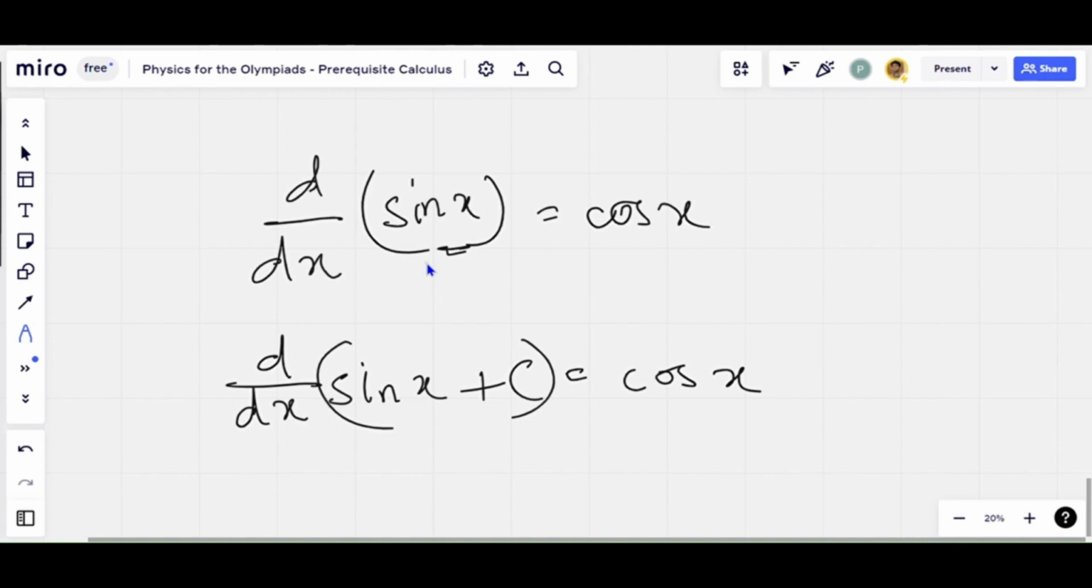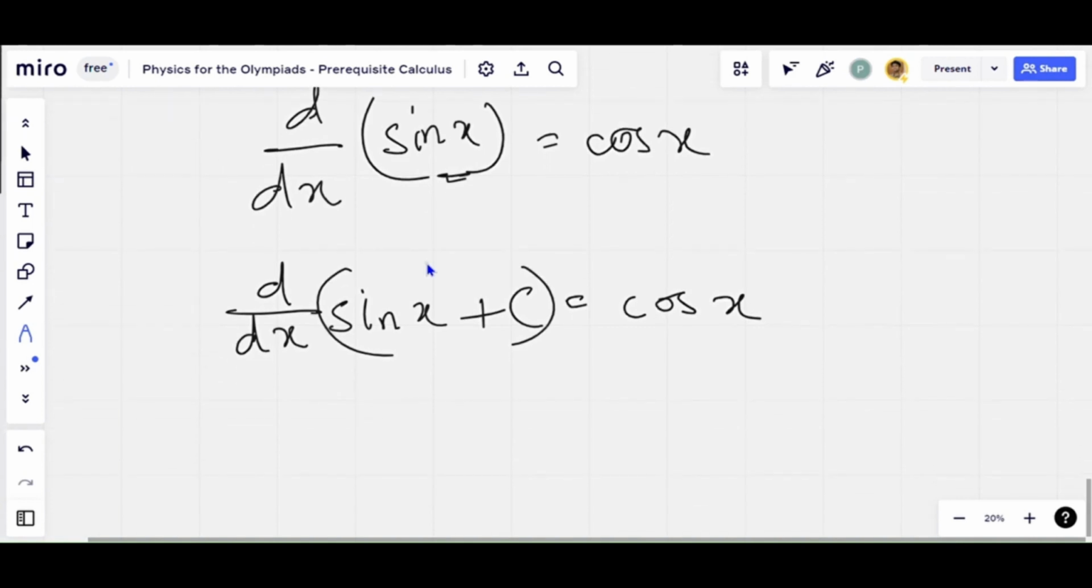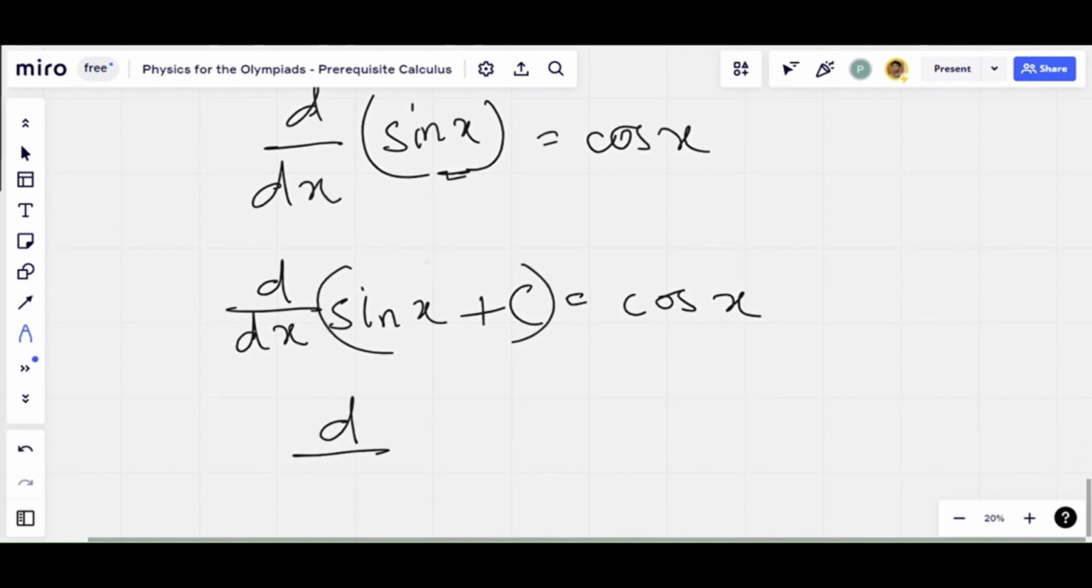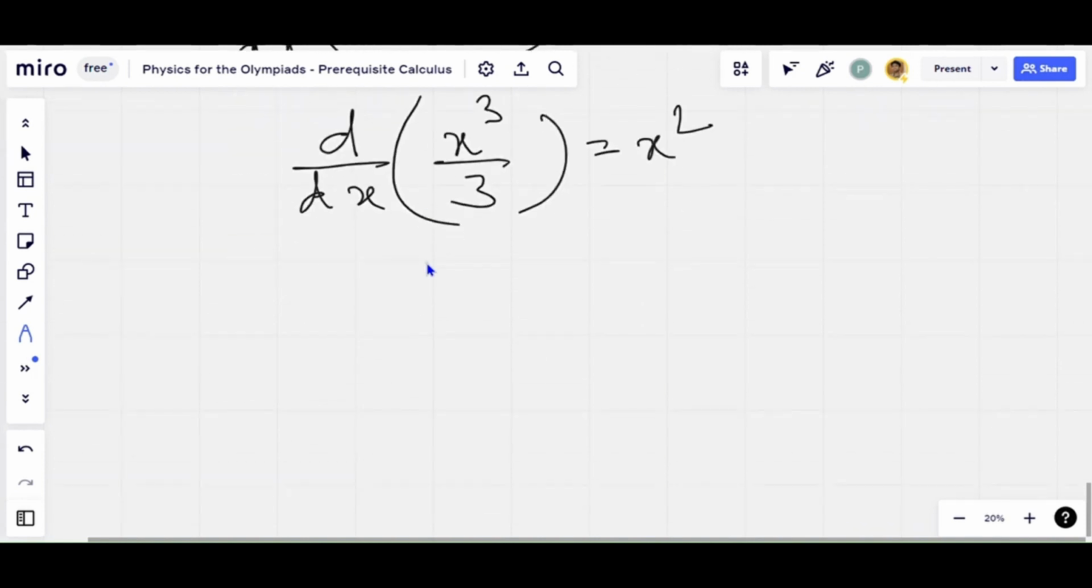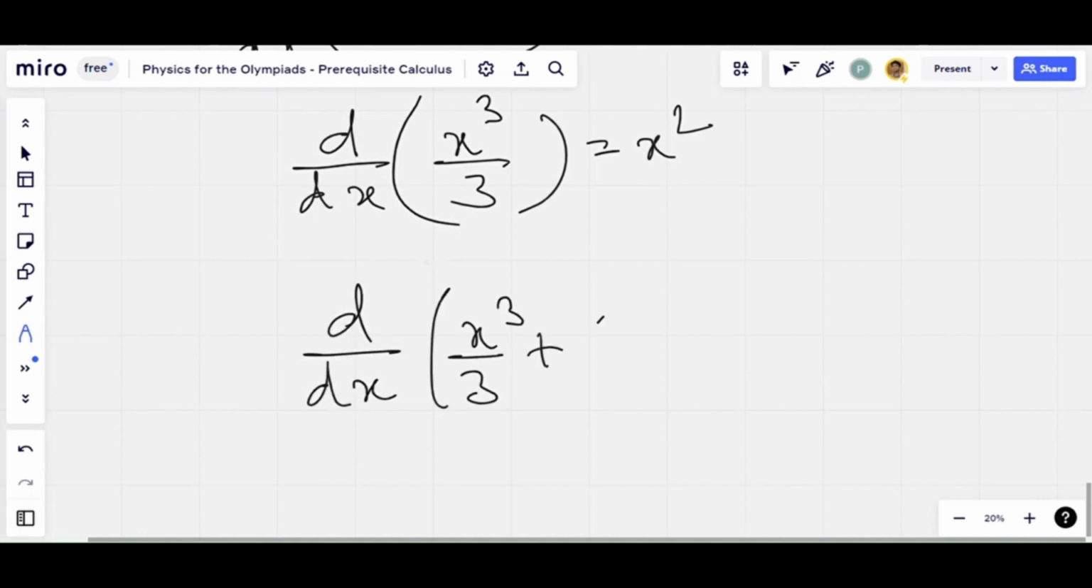Similarly, I'll give you another example. We know that d by dx of x cube by 3 is x square. Here x cube by 3 is the integral of x square. We can write this as d by dx of x cube by 3 plus c equals x squared.